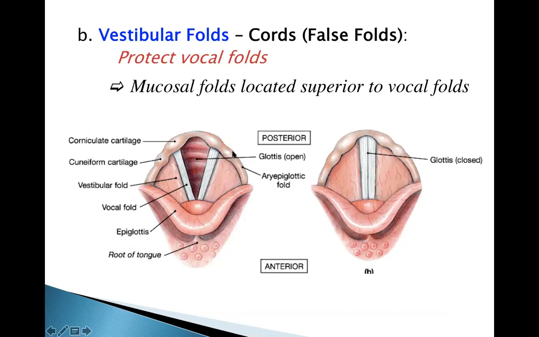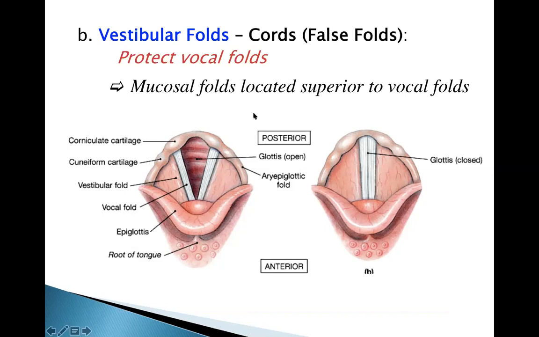All right, and again, this is a view looking if you had a laryngoscope inside someone's larynx. This is the anterior because this is actually the root of the tongue. Here's your epiglottis, and then this is posterior. This is the back end of the larynx. So these would be the corniculate cartilages sitting on top of the apices of the arytenoid cartilages.